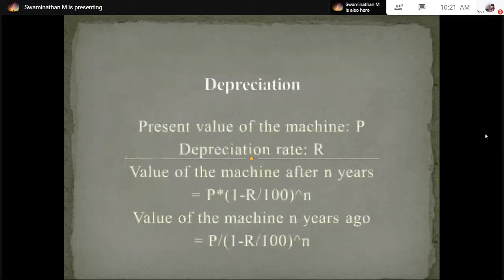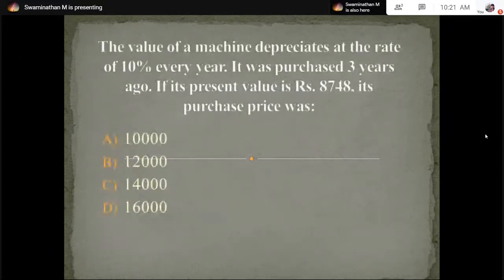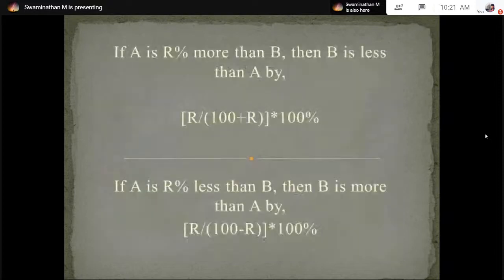Next, I'm going to explain another interesting problem. This is an important case. Many students make this mistake: if A is R% more than B, then B is less than A by? Many will think the same R% will be less, but it is not so. If A is R% more than B, then B is less than A by R by 100 plus R into 100%.